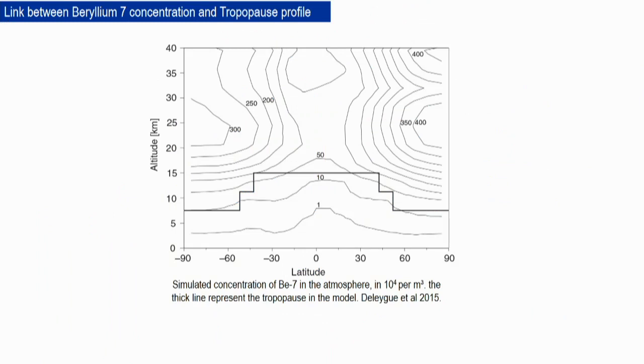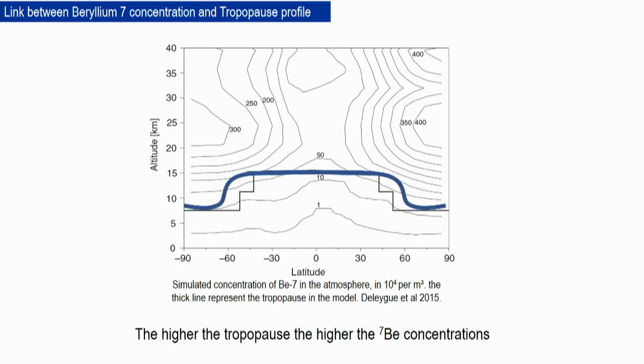Okay, so what's the link between the tropopause and the beryllium? Basically, this is work from DeLake from 2005. The beryllium is related to the tropopause because it increases with height. So as I said before, the higher your tropopause, the more beryllium from the stratosphere is taken into the troposphere, and then gets transported through the atmospheric circulation and can be measured at the stations of the IMS.